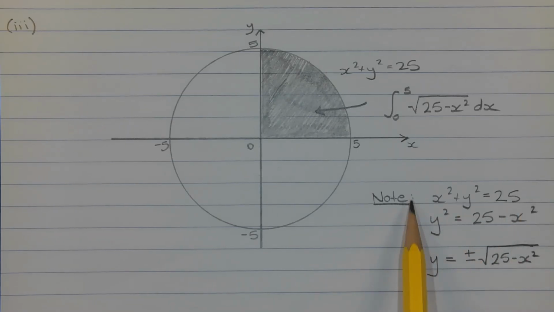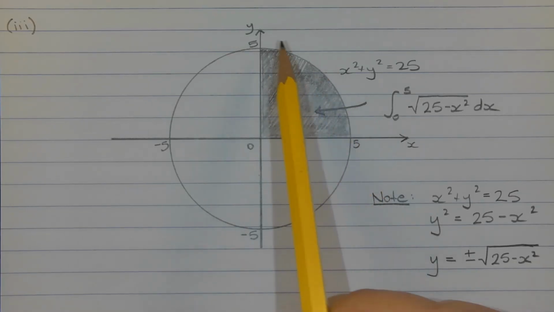Now if we take the equation of this circle, x squared plus y squared equals 25, and isolate y squared by subtracting x squared from both sides, we get y squared is equal to 25 minus x squared, and then taking the square root of both sides, we get y is equal to plus or minus the square root of 25 minus x squared. Now if we graph this, we'll get a circle centered on the origin with radius 5 units. If we consider the positive square root of 25 minus x squared, we get the positive semicircle. That is the part of the circle that's on or above the x-axis.